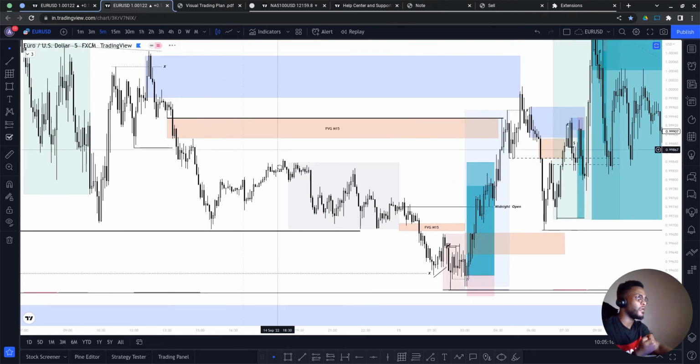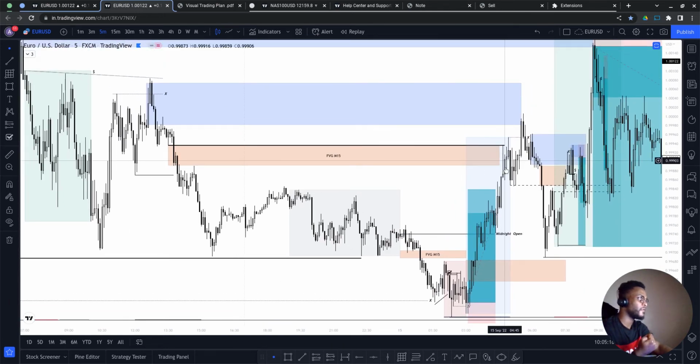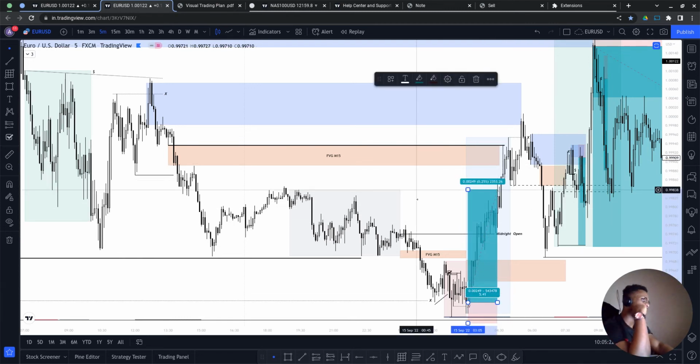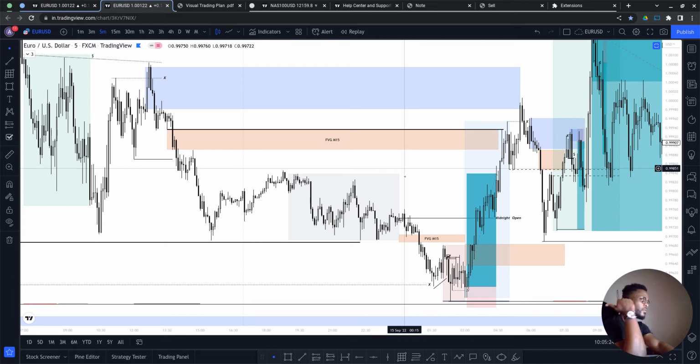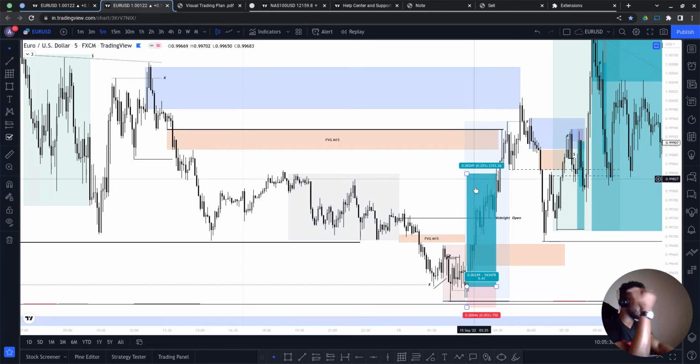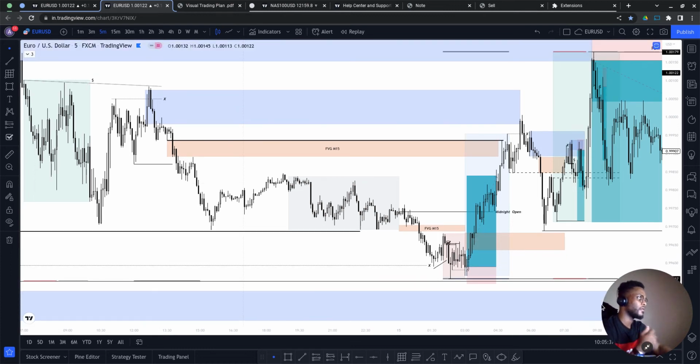Then I had the M15 here. As I said, I tend to close 80% at around my TP zone, 90%. I always leave a runner just to take the trade in the opposite direction if I'm expecting that.